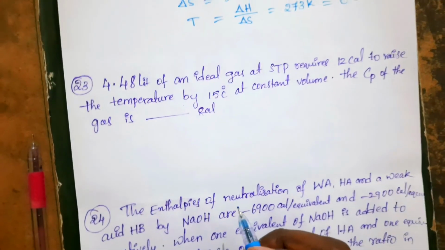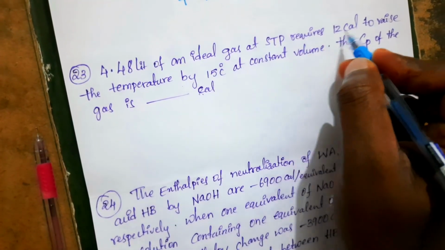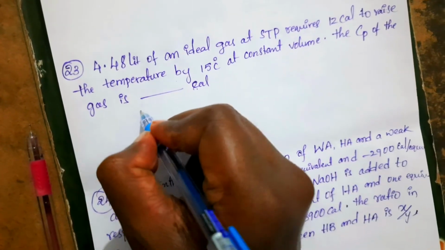So next one, if 4.48 liter of an ideal gas at STP requires 12 calorie to raise the temperature.